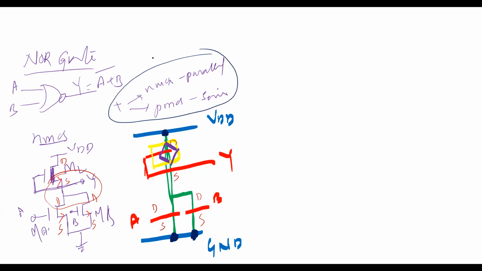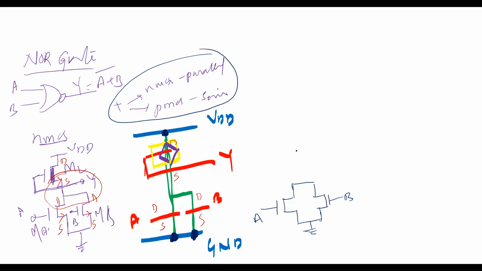This is very important. While you are going to the CMOS logic, NMOS are parallel. Here is one NMOS transistor. This is one more NMOS transistor. Both are joined together and grounded. This is A and this is B. So these things can be joined. This is the bottom part.